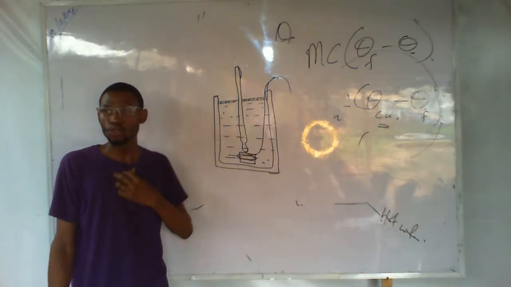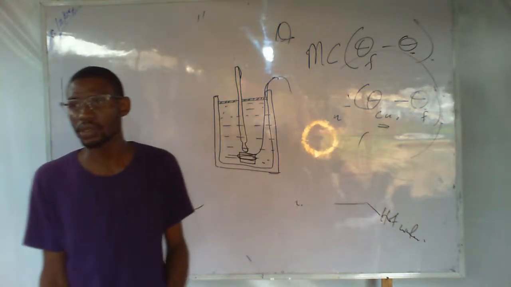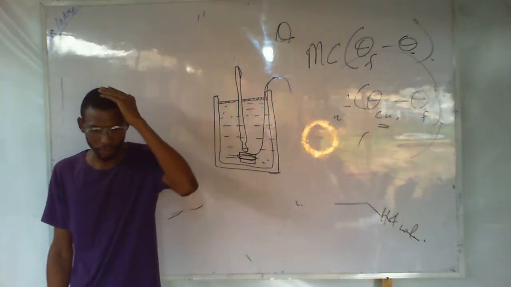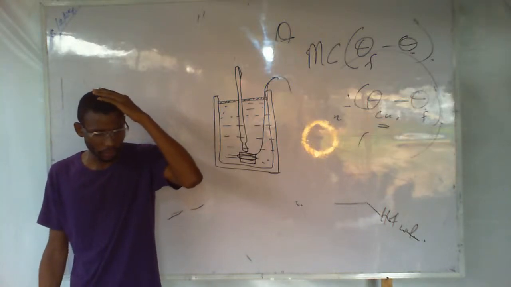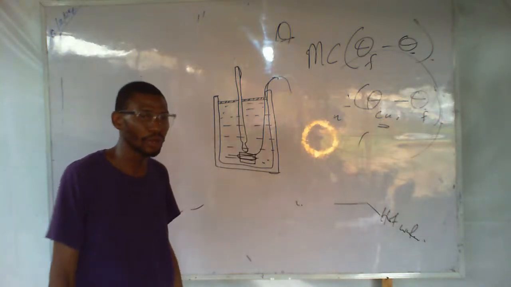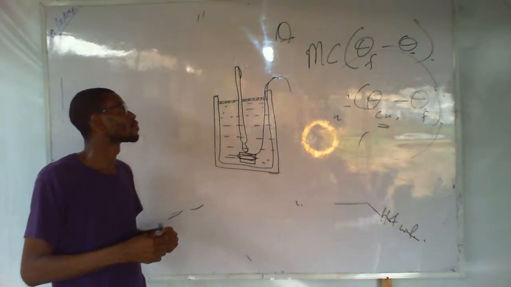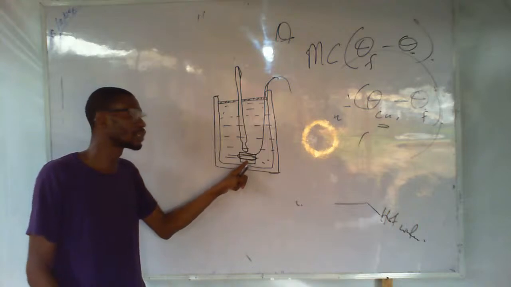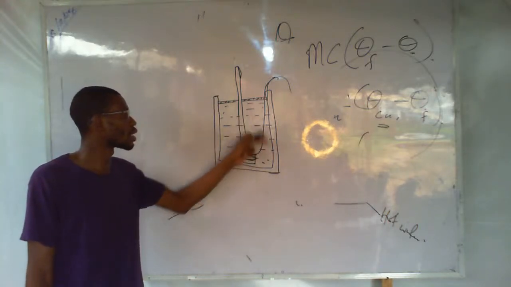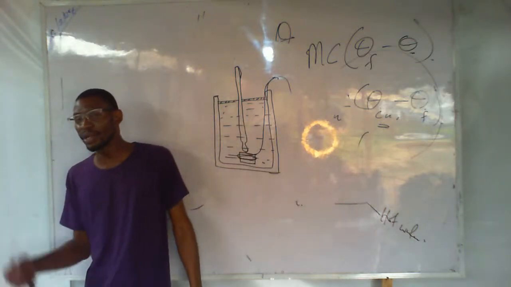If you are done with the diagram, you have to listen to this. I'm waiting for you. Are you done? This is the thermometer. So this is the solid. We don't know the specific heat capacity. Do you understand? This is the hot water. Right, let's quickly take this. Let's be fast.